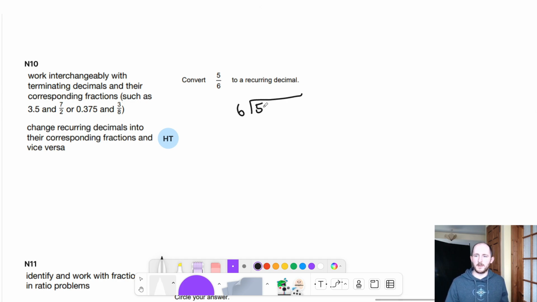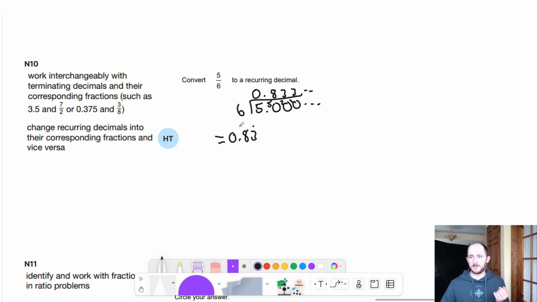is do good old-fashioned bus stop method. 6 into 5 doesn't happen, so we put full stops there. The remainder will be 5. Now we have 6 into 50, which is going to be 8. Right? And so 6 times 8 is 48, so that'd be a remainder of 2. 6 into 20 is 3, and the remainder is also 2. And then can you see that I'm just going to get the same thing on forever? So 5 over 6 is just equal to 0.83 recurring.